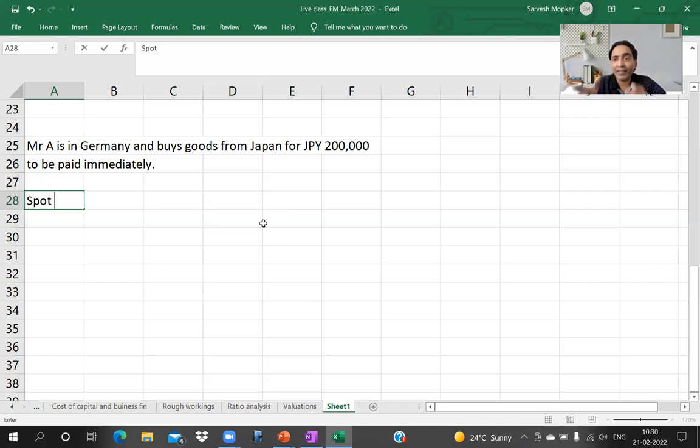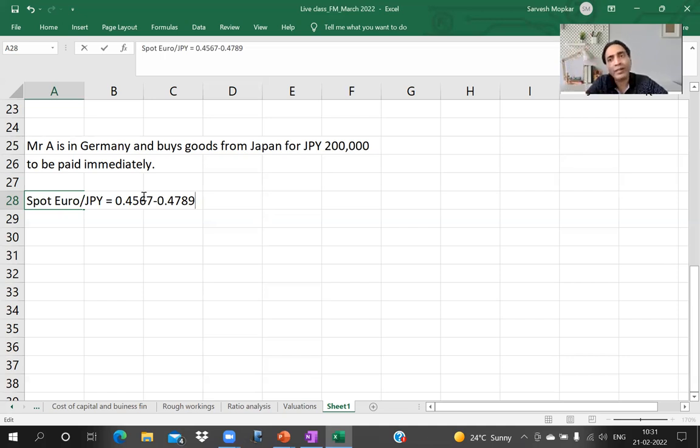The spot means right now, at present, EUR/JPY is equal to, I'm just taking imaginary rates, nothing to do with reality, let me say, 0.4567-0.4789. So one thing you must realize, the left rate is always lower than the right rate.